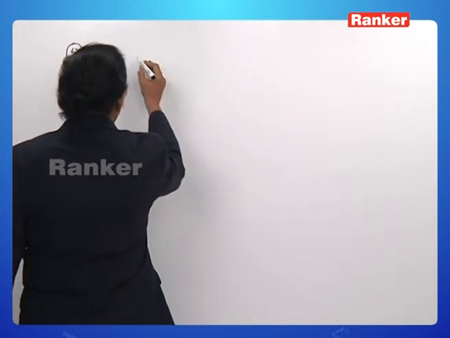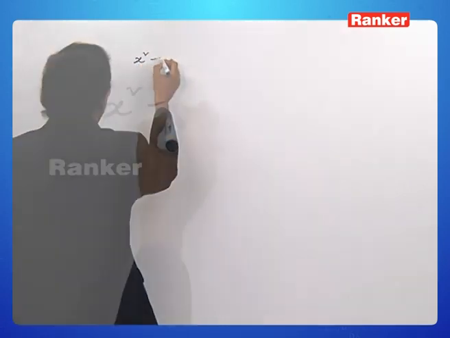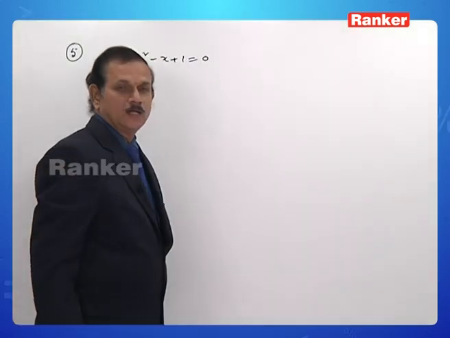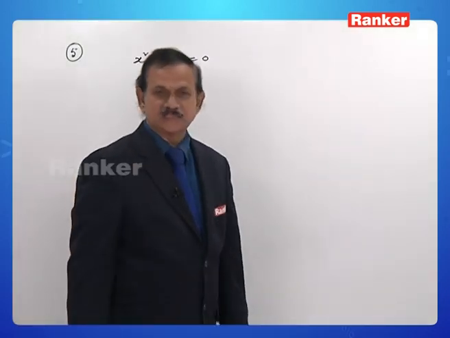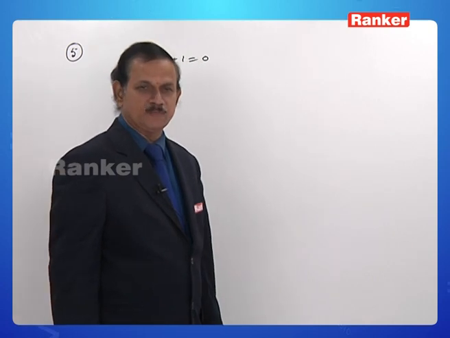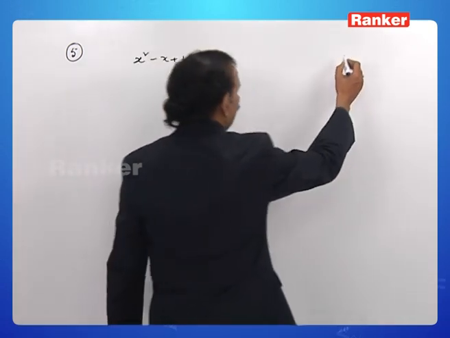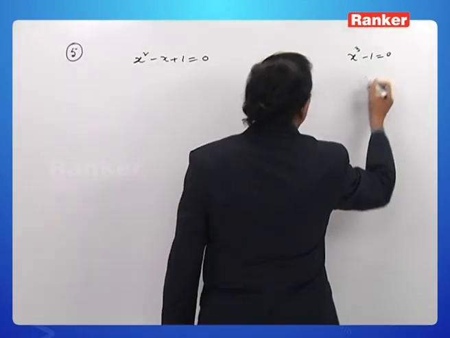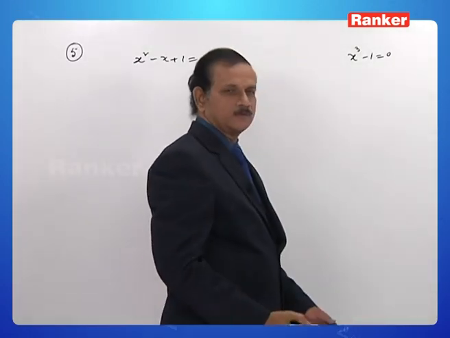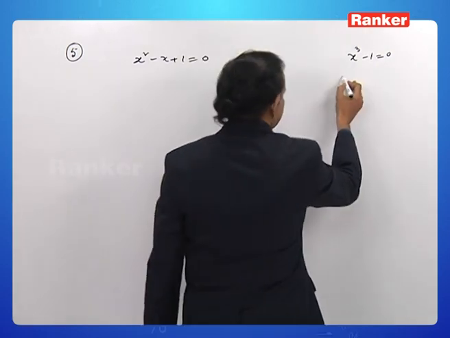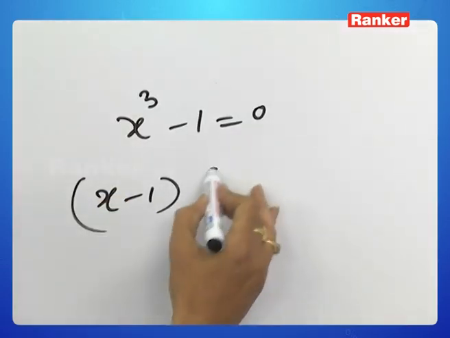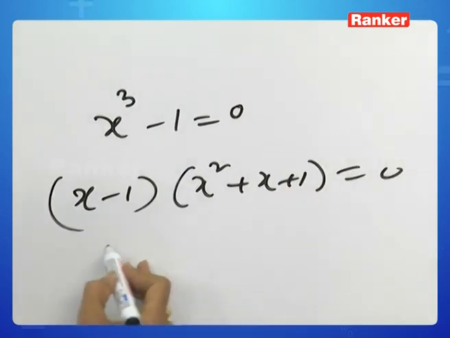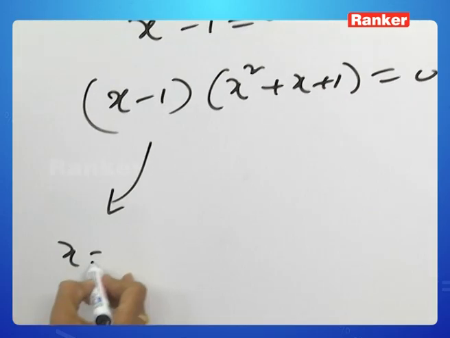Yes, what is the given equation? X square minus x plus 1 is equal to 0. For this problem, it is essential for us to recollect one particular thing. We all know that roots of the equation x cube minus 1 is equal to 0 are called cube roots of unity. This can be taken as (x minus 1) into (x square plus x plus 1) is equal to 0. From this, we have x is equal to 1.